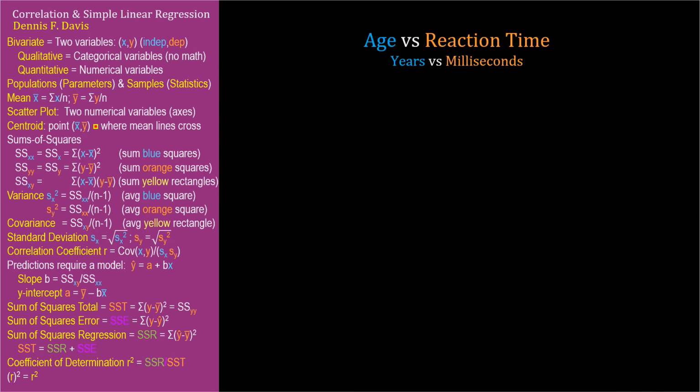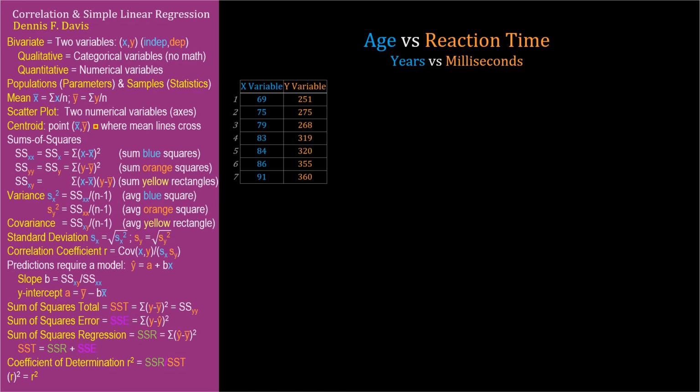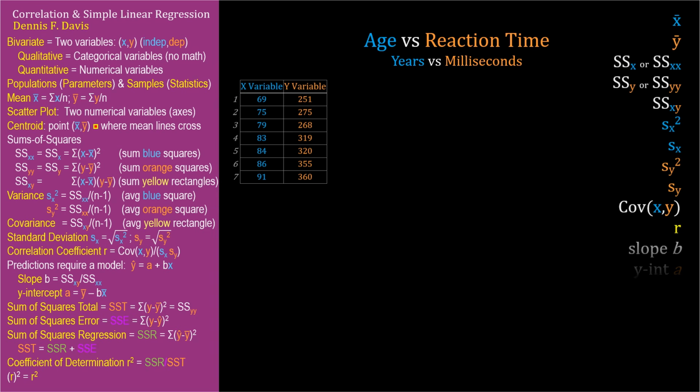Here's one more problem. I won't work it out, but I'll show the statistics in a moment. We've measured the reaction times of 7 senior citizens at a retirement center. We've recorded their age in years and their reaction time in seconds. Here's the data set. Like we did for the last example, calculate and show your work to find x bar and y bar, the sums of squares, the variances and standard deviations of x and y plus their covariance, the correlation coefficient R, the regression statistics, slope B and Y-intercept A with the resulting equation for the best fit line, all 7 y hat values, the sums of squares regression and error, and the coefficient of determination R squared.